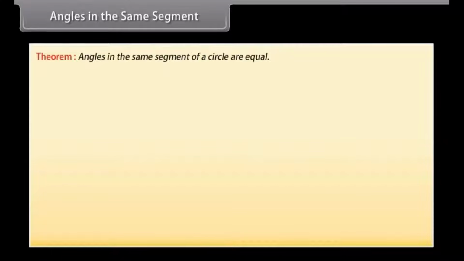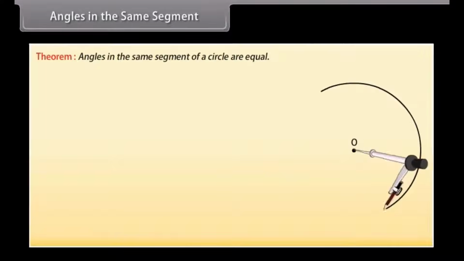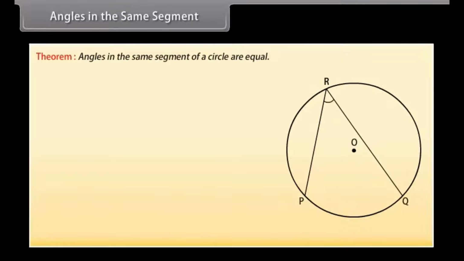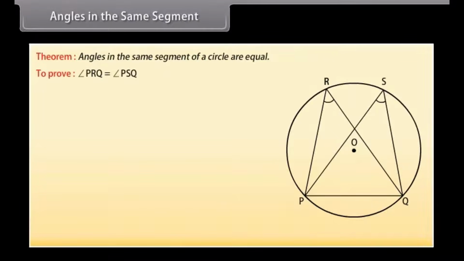Angles in the same segment. Theorem: angles in the same segment of a circle are equal. Given a circle with center O and the angles angle PRQ and angle PSQ in the same segment formed by the chord PQ or arc POQ. To prove: angle PRQ is equal to angle PSQ.